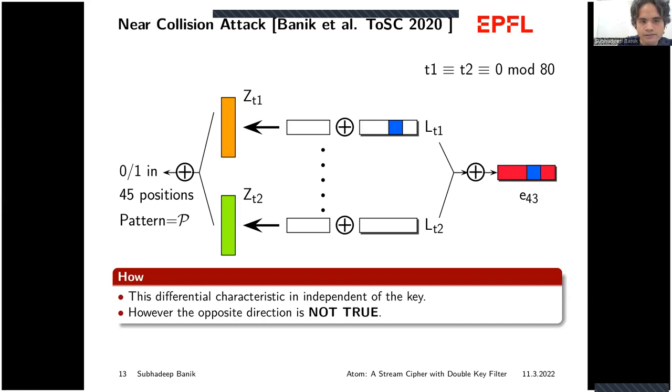However, notice that the opposite is not true. If two keystream vectors, ZT1 and ZT2, differ with a pattern P, then it is not necessary that they are produced by internal states that differ in the 43rd location.